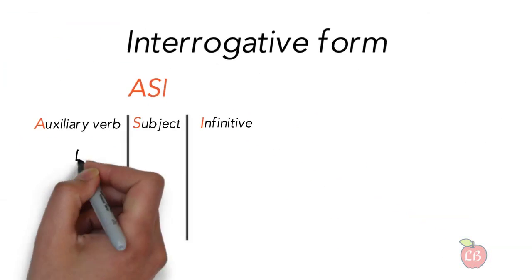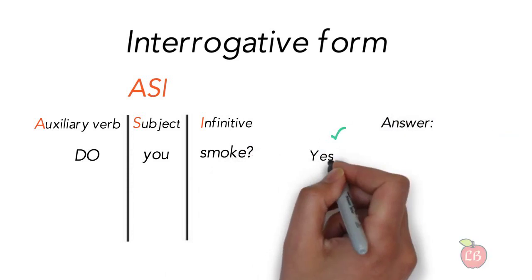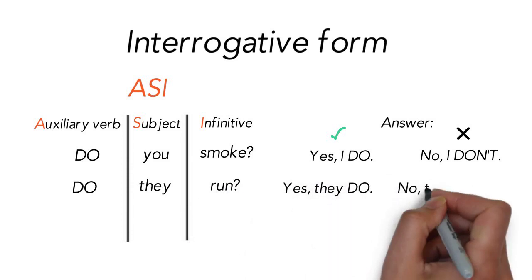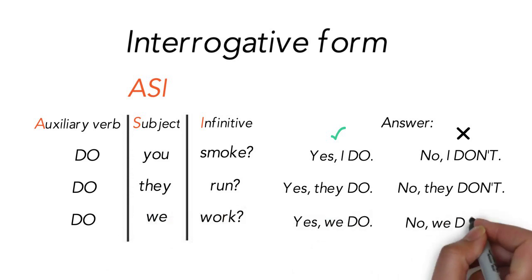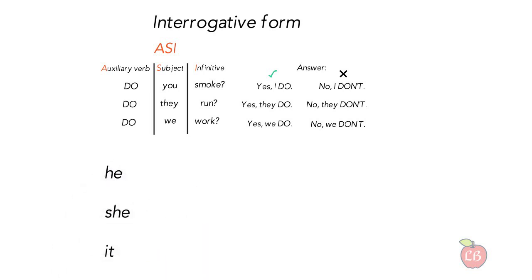So we can ask, do you smoke? And the answer can be in the affirmative, yes, I do, or in the negative, no, I don't. Now the example, do they run? Yes, they do, or no, they don't. Do we work? Yes, we do, no, we don't. Now remember that with he, she, it, we use the auxiliary does. The same pattern, ASI.